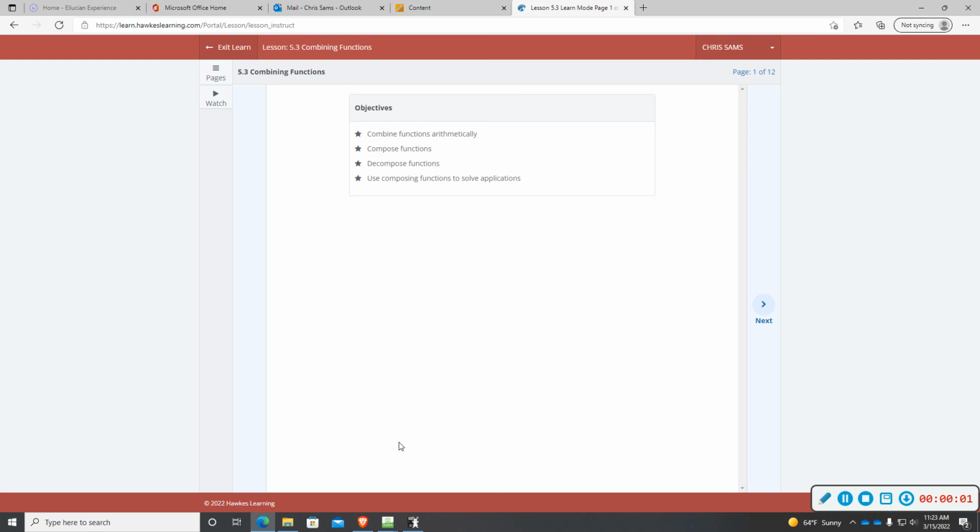Today we're going to be looking at section 5.3, combining functions, more formally known as composition of functions. Our four objectives are to combine functions arithmetically, compose functions, decompose functions, and use functions to solve applications.